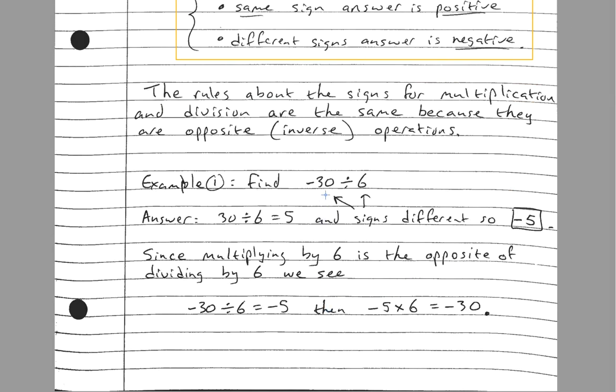So maybe this wasn't a good first example. I mean, another way to think of this, maybe more correctly, you could think of this as 30 divided by 6, and this minus out front means the opposite of this. So that's the opposite of 5, so that's negative 5. Okay, so either way, it's negative 5.